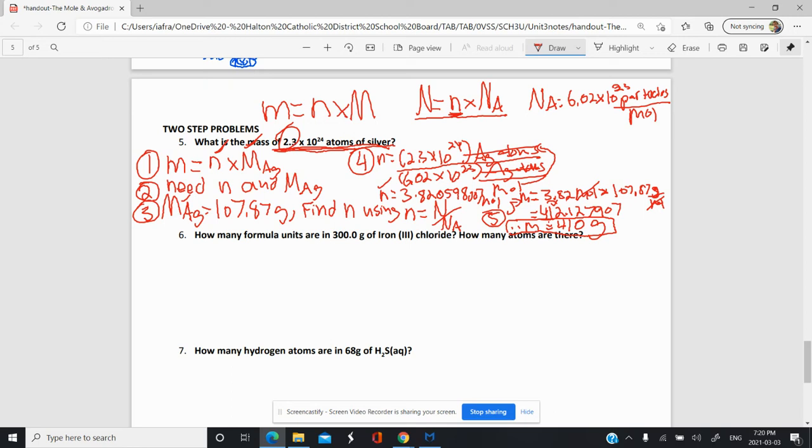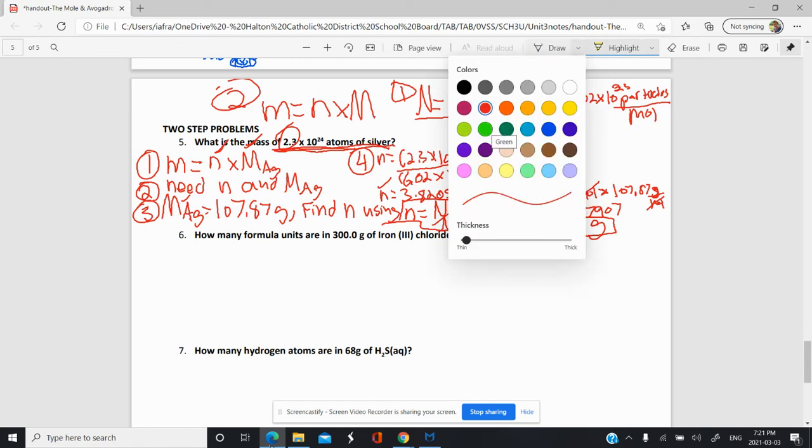We had to use another equation, which was this equation over here. So let's call this equation 1. This is equation 2. So we had to use another equation to find the number of moles. Then I could go back and plug it into the equation I wanted to use. So let's go ahead and try another one.